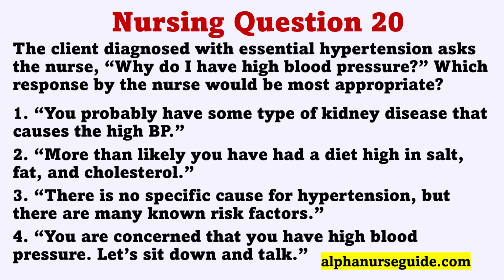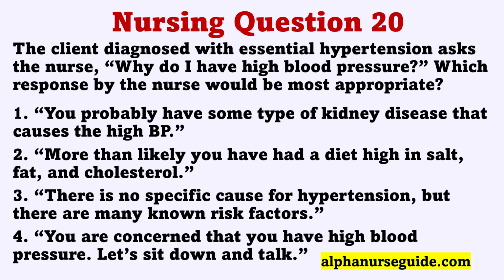1. You probably have some type of kidney disease that causes the high BP. 2. More than likely you have had a diet high in salt, fat, and cholesterol. 3. There is no specific cause for hypertension, but there are many known risk factors. 4. You are concerned that you have high blood pressure. Let's sit down and talk. The correct answer is 3. There is no specific cause for hypertension, but there are many known risk factors.